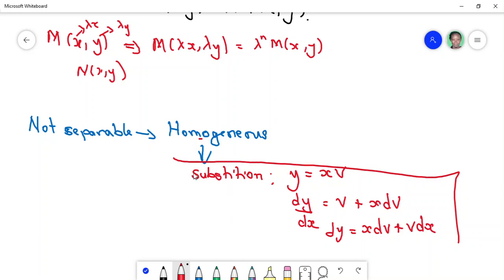In our next lesson, we'll look at examples on solving homogeneous differential equations.